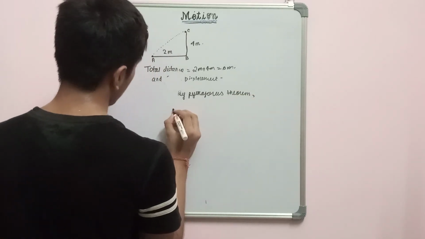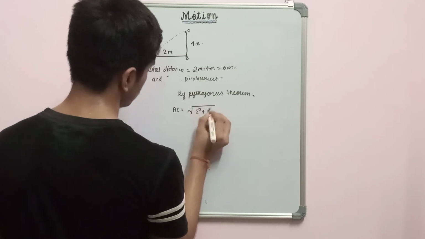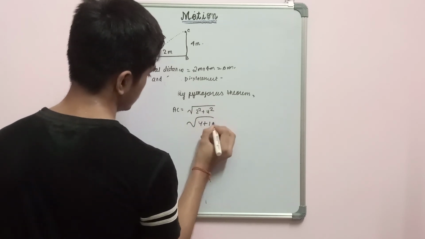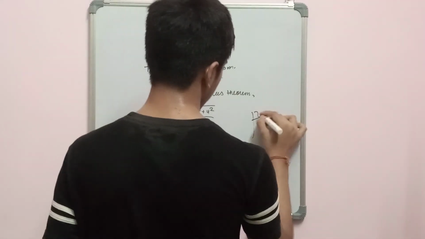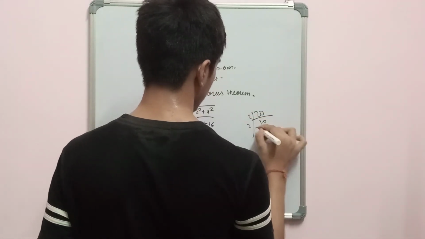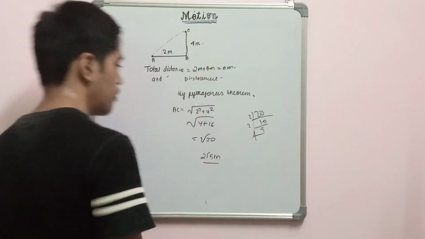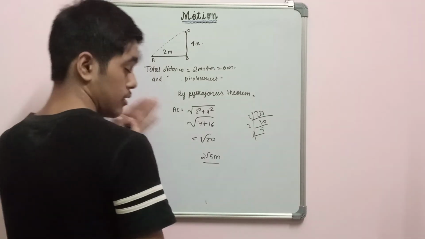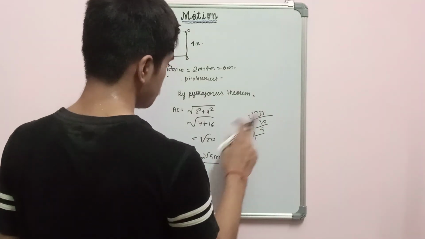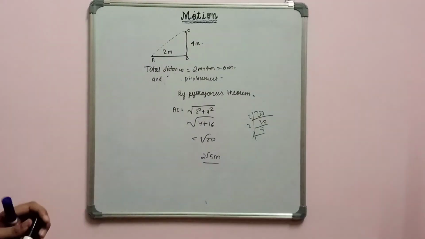By the Pythagoras theorem, AC is equal to root of 2 square plus 4 square. So what will we get? 4 plus 16, that gives root 20. The value of root 20, do the factorization and you will get 2 root 5 meters. So this will be the resultant displacement. Okay, so this is how we calculate, because I think the calculation is correct. If it is wrong, then please forgive.